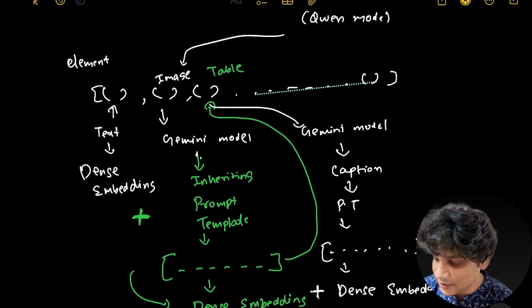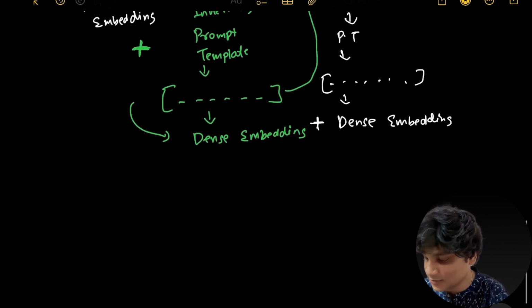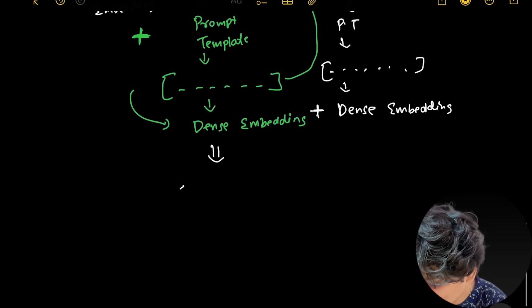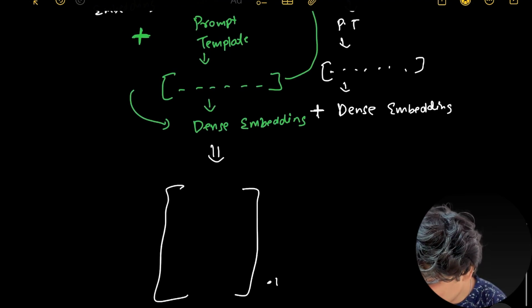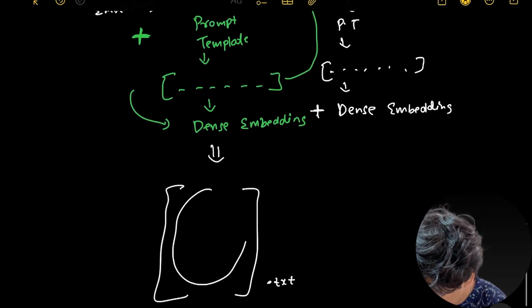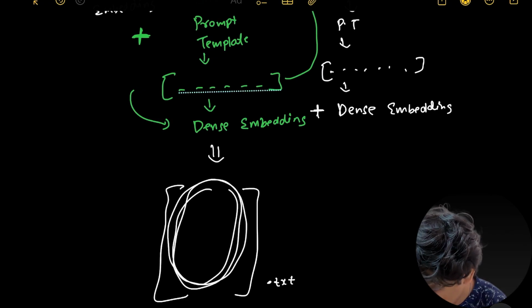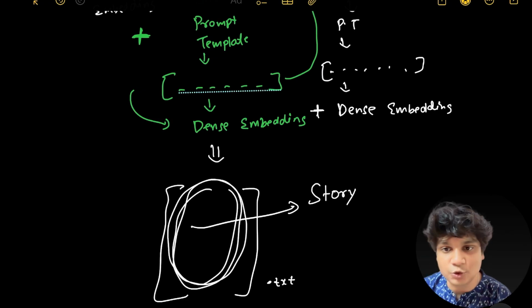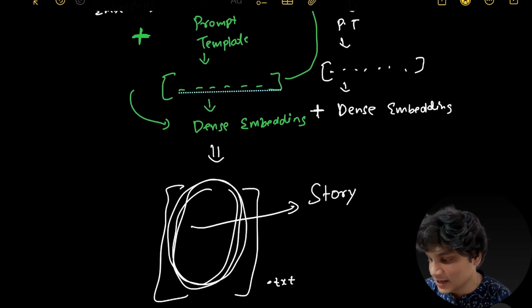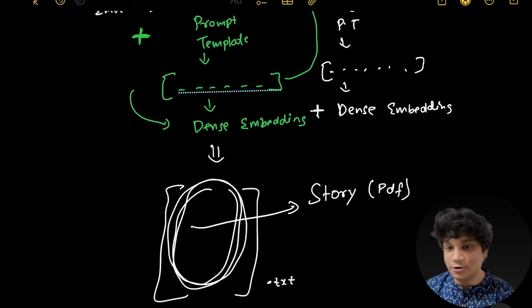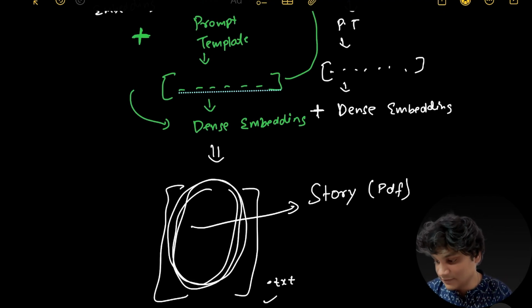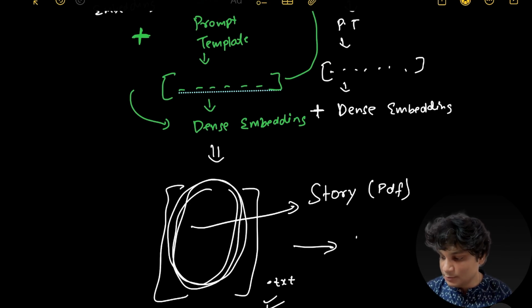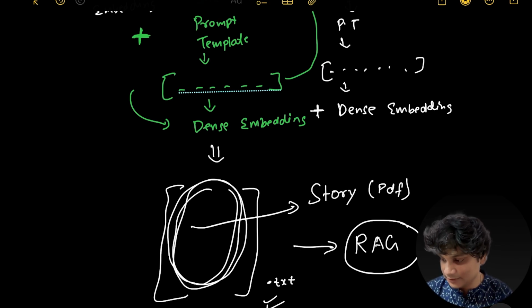Okay, so in this way we are going to iterate the entire list, and we are supposed to save it in, let's say, .txt format. So this is the .txt file. It is going to contain the entire story, whatever is actually present in your PDF format. It will contain the entire story in .txt format, so that you can proceed with the normal RAG, whatever you are doing.